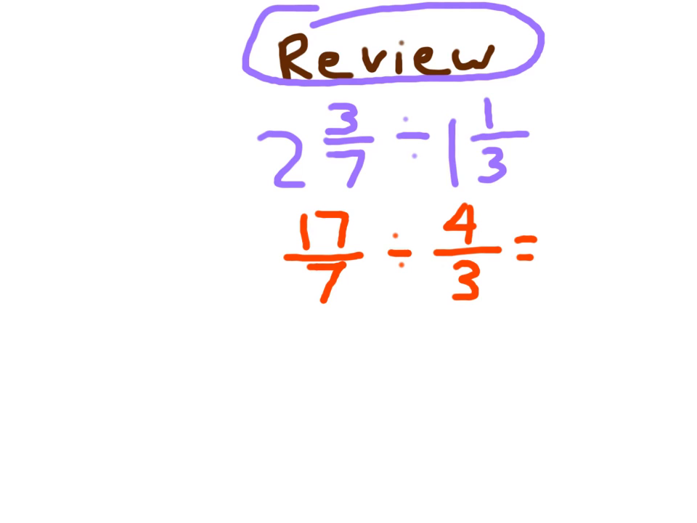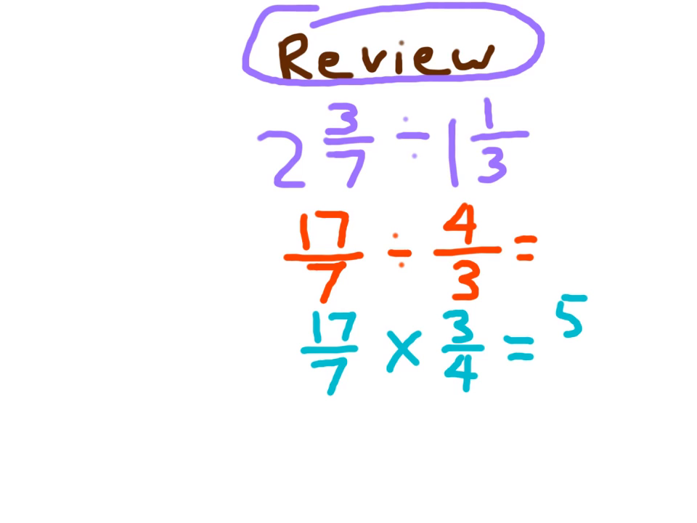Now we're going to do what with this equation? We're going to rewrite it as a what? Multiplication problem. Which of those stays the same, 17/7 or 4/3? Right, 17/7. What do we do with 4/3? We find its what? Reciprocal. And then we just multiply. Before we do that, we see if we have any common factors. I don't see any. We'll go ahead and multiply. 17 times 3 is 51, and 7 times 4 is 28. What's our last step?